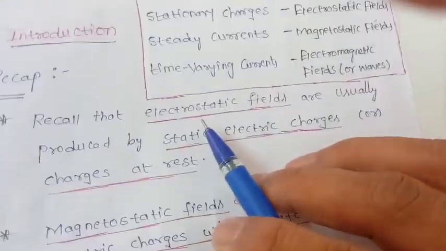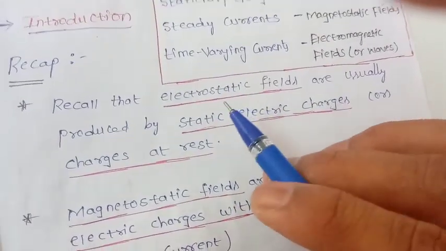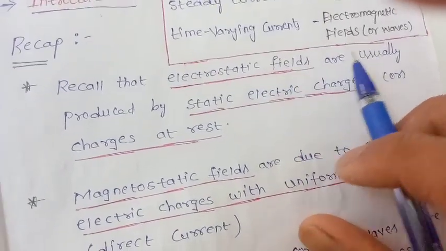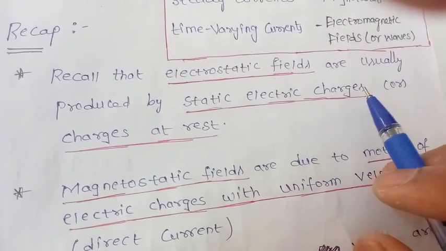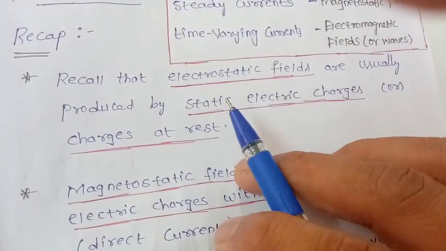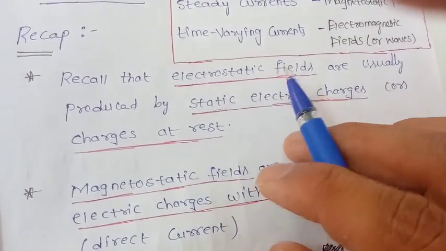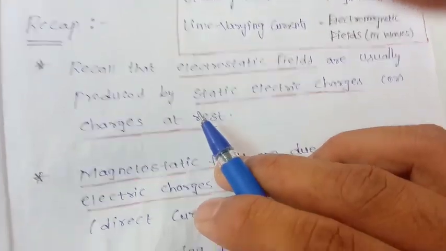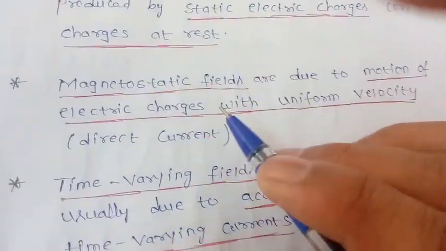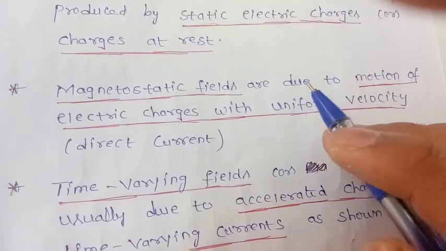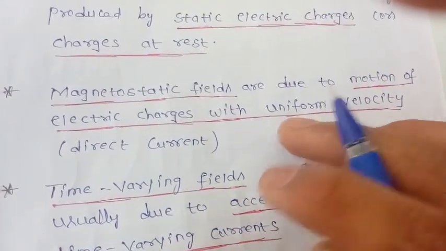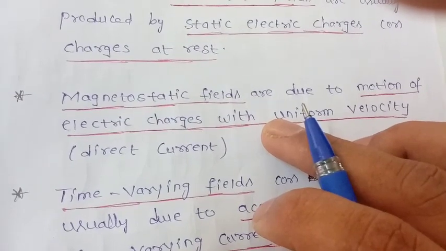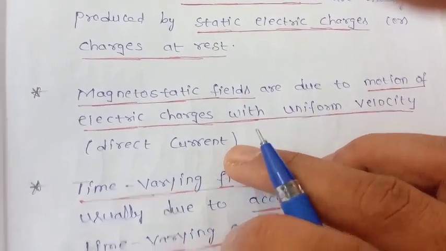Recall that electrostatic fields are usually produced by static electric charges, or charges at rest. We know that electrostatic fields are produced by charges which are at rest. Now magnetostatic fields are due to motion of electric charge with uniform velocity, that means charge moving with a constant velocity, which is also called a direct current.